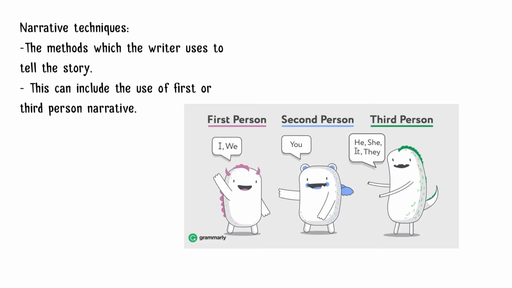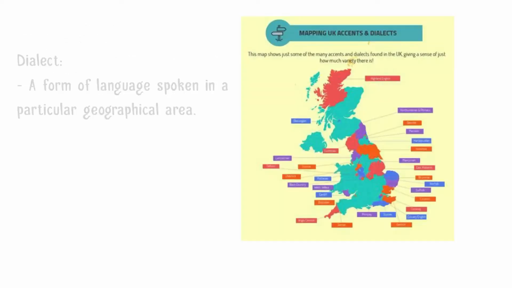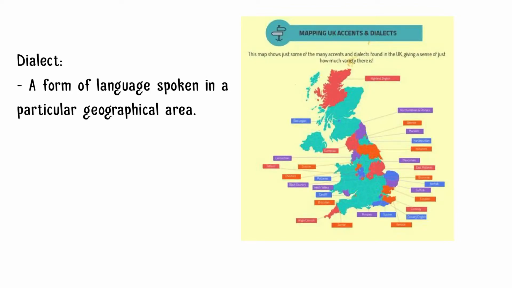So let's just start with some basic terminology. By narrative techniques we mean the methods which the writer uses to tell the story. So this can include the use of first or third person narrative. But this can also include dialect, which is defined as a form of language spoken in a particular geographical area. In other words, it's really just the different ways that people speak in different areas.